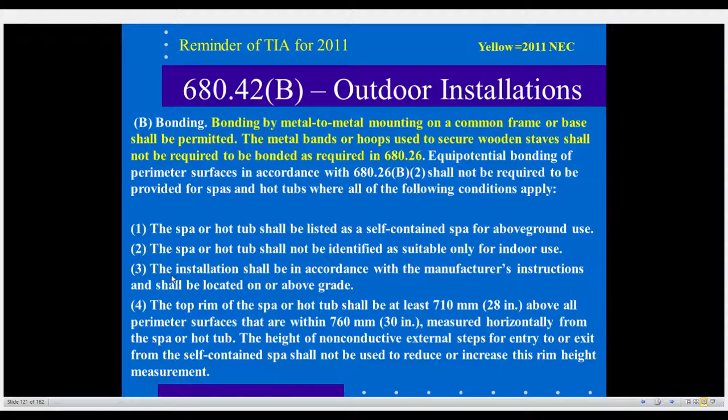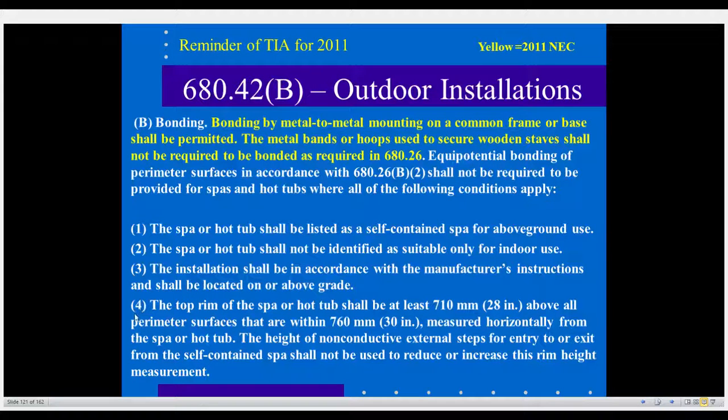3, the installation shall be in accordance with the manufacturer's instructions. Again, remember that the manufacturer's instructions are part of a listing. And it shall be located on or above grade. Okay, so this hot tub or spa has to be on grade or above grade. Okay, like up on a deck or something like that, or on a patio on grade. Okay, it can't be in the ground. All right, it's got to be on or above grade.